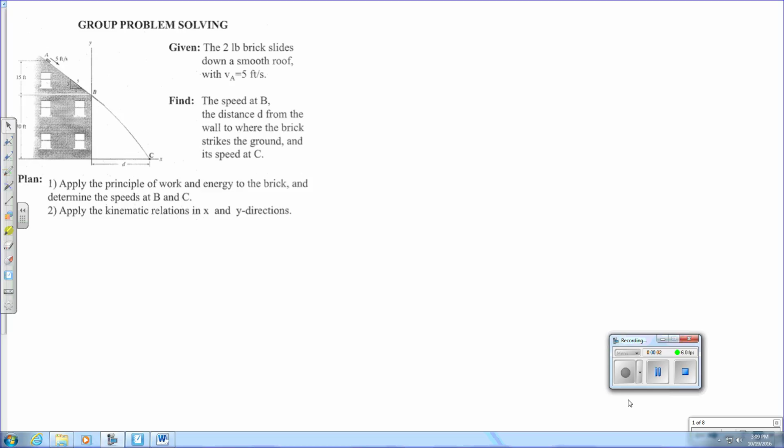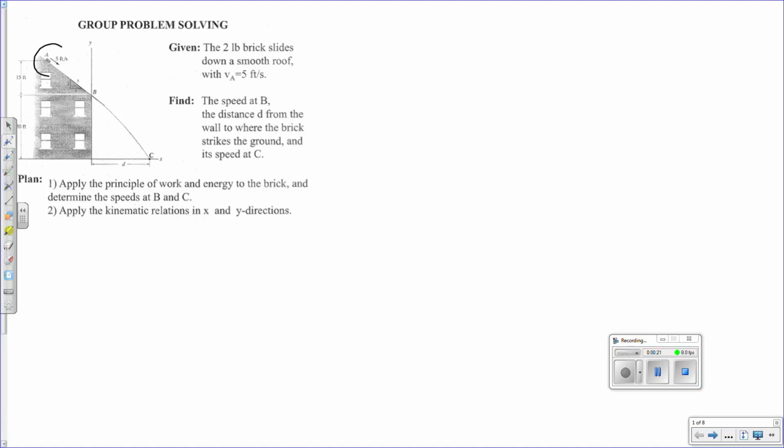Okay, let's take a look at this problem. This is a group problem solving exercise, just like what we would have solved in class. What we're given here is that we have a 2-pound brick sliding down a smooth roof with a speed of 5 feet per second. So if I were to just highlight some of these locations, the brick is initially on the roof, it's moving at 5 feet per second, and it's located at position A at this given moment, right here.